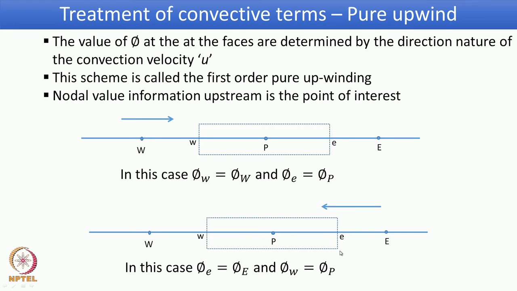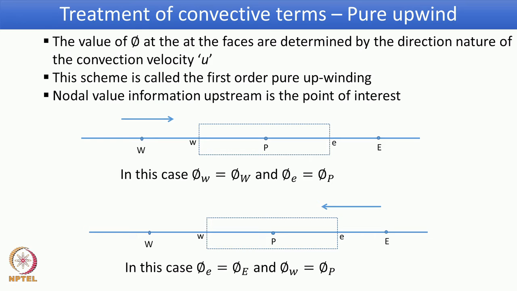So, phi at east is same as phi at east node, because for this phase, for the direction of the flow that is shown, the upstream node is E. Similarly, if you come to the other side, for this phase, upstream node is node of interest P itself for the direction of the flow that we have shown. That is why phi at west phase is same as phi at node P. So, you can see the difference between central type of approximation and pure upwinding.